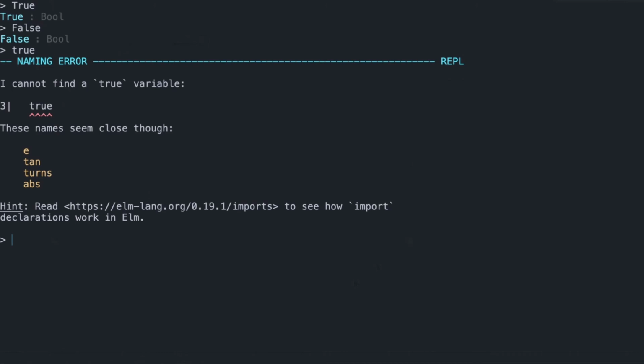But these are the basic primitive values in Elm. And next time we're going to talk about functions, or how to transform these values.